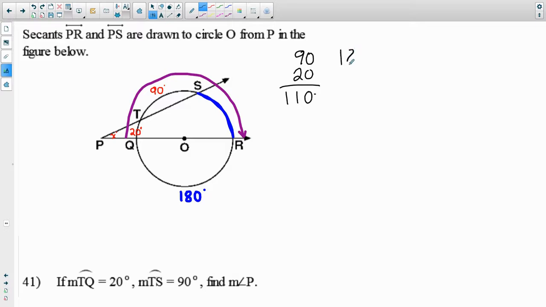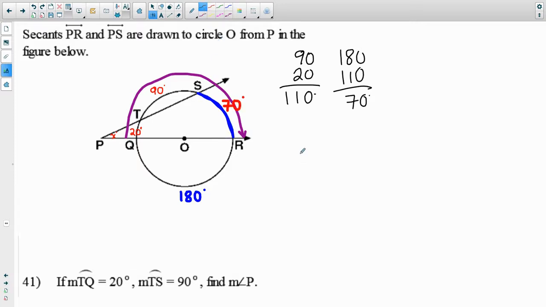And then I'm going to subtract it from 180 and get 70 degrees. Because all of these arcs here, arc QT, TS, and SR, have to add up to 180 because it's a semicircle. So now I can go back and put arc SR here of 70 degrees. And now we're ready to begin this problem.